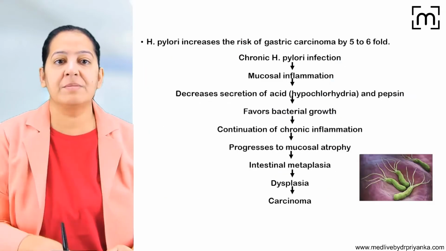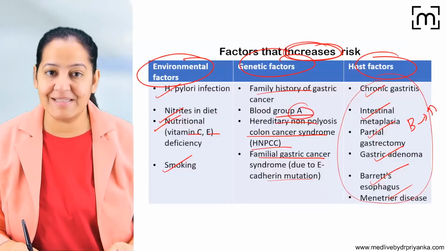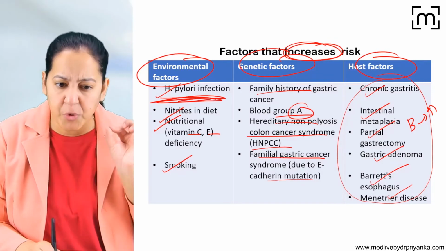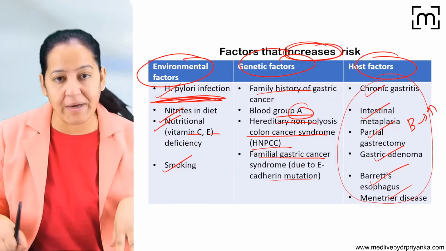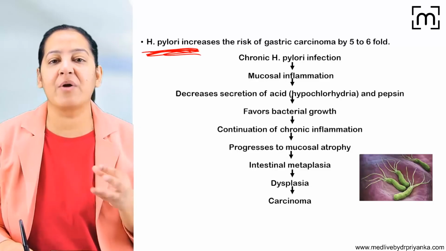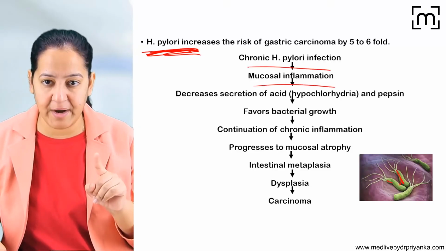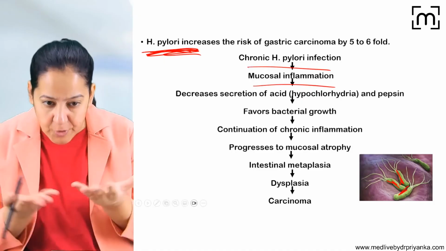Among them, most important is H. pylori. How does H. pylori cause malignancy? Most important risk factor. If you can learn all, it's good. But if you can't learn all, the most important is H. pylori. H. pylori causes mucosal irritation of the stomach. Can you see the H. pylori? It is causing irritation in the mucosa of the stomach.